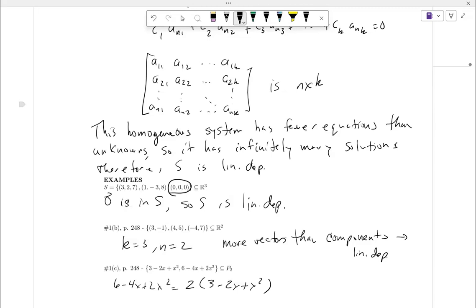So again, that's just when you have a set of 2 vectors, that's a quick check to see if it's linearly dependent or not. If you can find a scalar where one of them is that scalar times the other, then it's linearly dependent. Any questions on those examples at all? Does that make sense what we're doing?